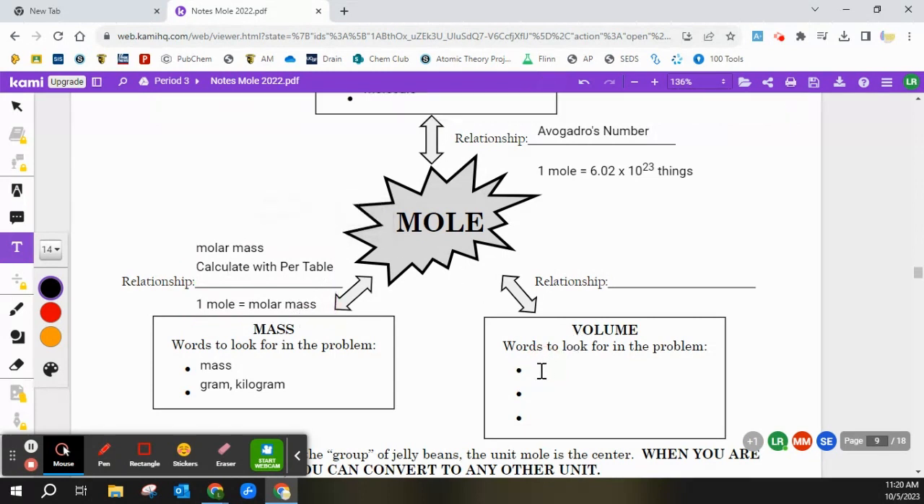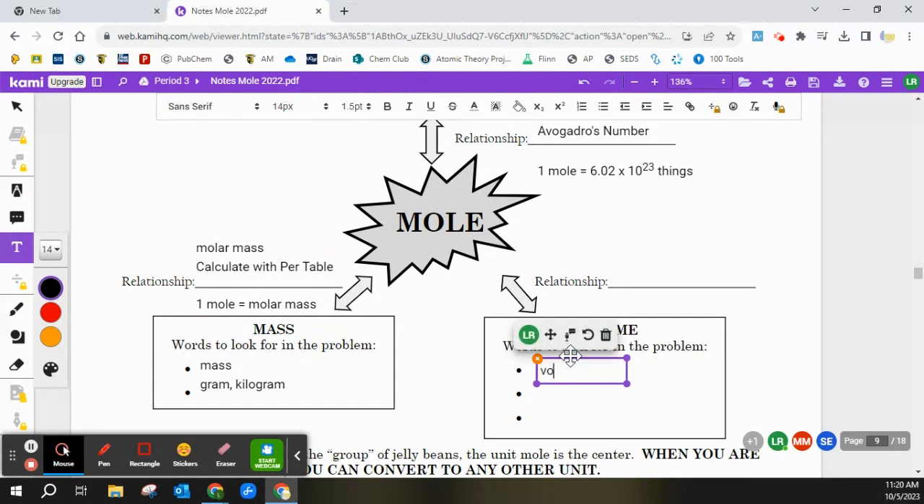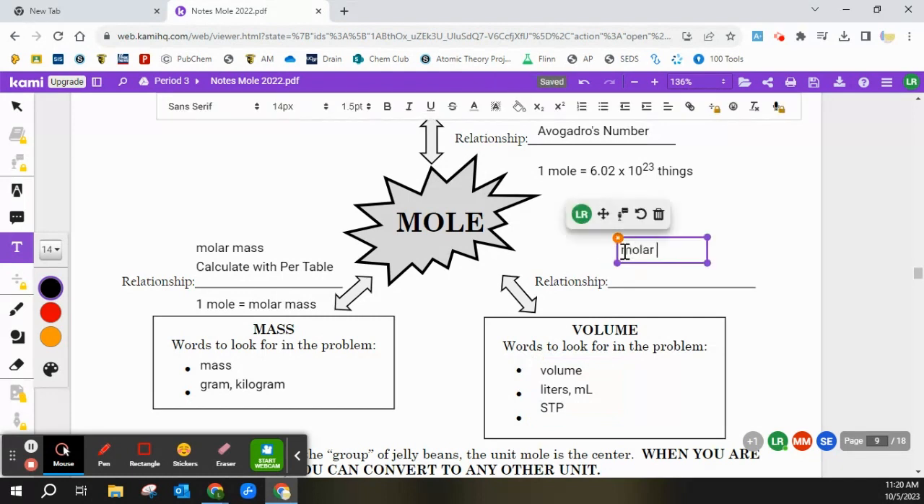All right, volume. What are we looking for? We're looking for volume. We're looking for liters. We're looking for milliliters. We're looking for STP. Any of those terms, I am now going to use molar volume, which is 1 mole equals 22.4 liters for gases only. You cannot use this for liquids.